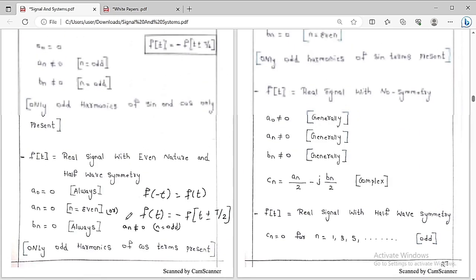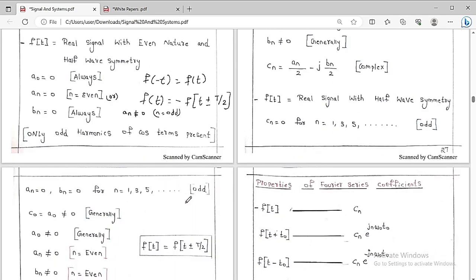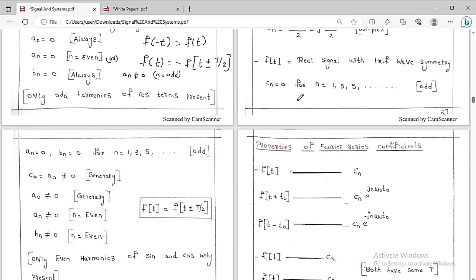If you remember this one, this is quite opposite of that one. Here for even values of n, Cn is 0, but here for odd values of n, Cn is equal to 0. This is an important thing you always have to keep in mind. I want you to remember only three important things: odd signal property, even signal property, and half-wave symmetry, that is f of t is equal to minus of f of t plus or minus t by 2. If you remember these three things, you can get any other signal properties also.